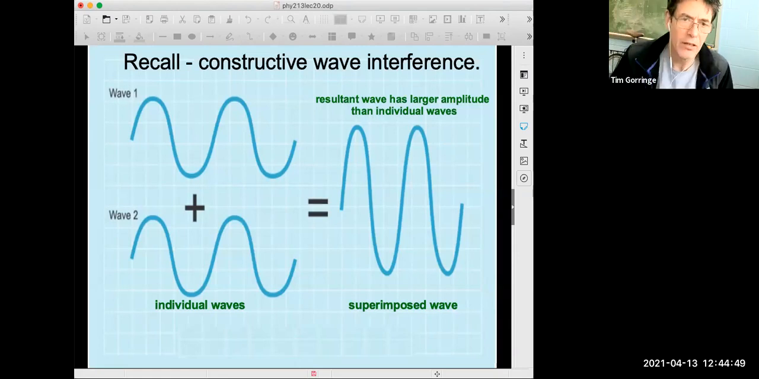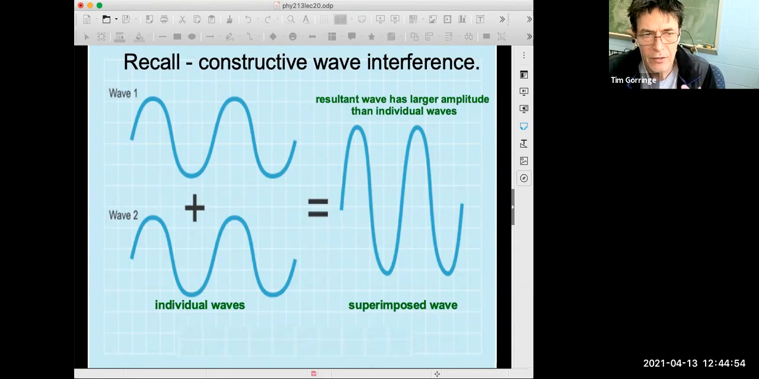At the heart of understanding diffraction patterns is also interference, the interference we talked about in the last class. So I'm just going to go through two slides from the last class just to remind you.